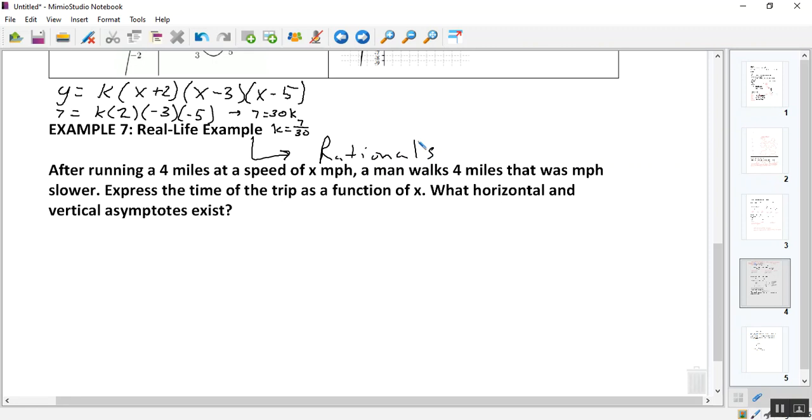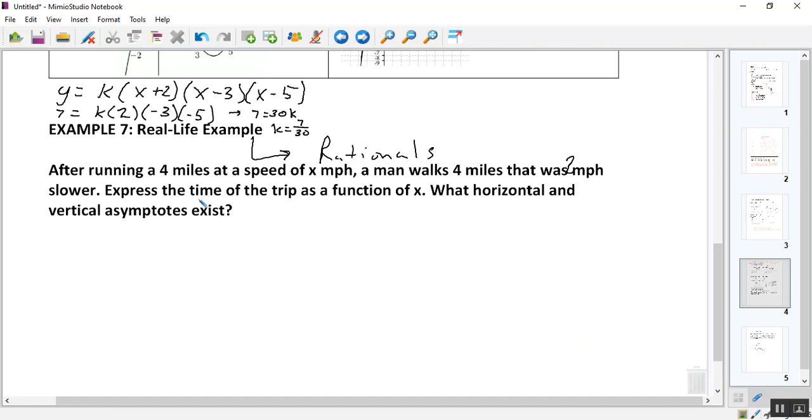Volunteer to read it? After running 4 miles at a speed of x miles per hour, a man walked 4 miles that was 2 miles per hour slower. Express the time of the trip as a function of x. What horizontal and vertical asymptotes exist? Okay, so I need to write this as 2 miles per hour slower. Make sure you get a 2 in there.